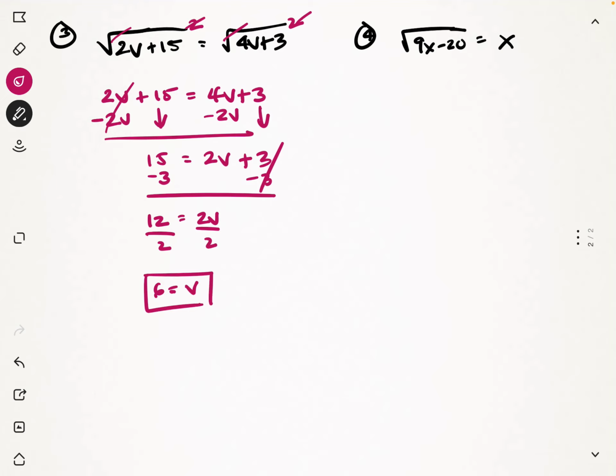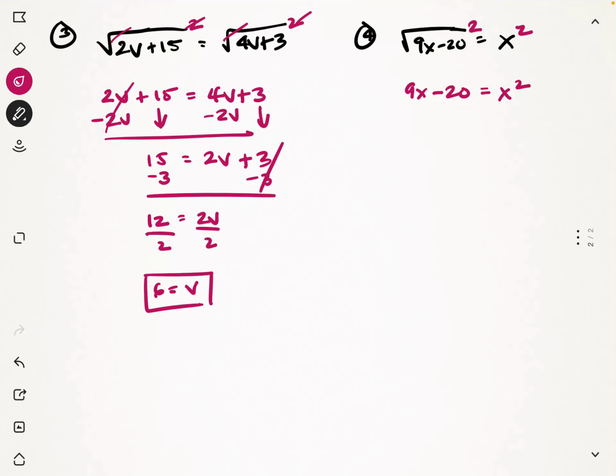Okay, now on to the last one. This one's a little bit strange, right? Because we have an x on the right side and we have a square root on the left side. So what we can do here is we'll square both sides so we can undo the square root. So the left side is 9x minus 20. The right side is x squared.